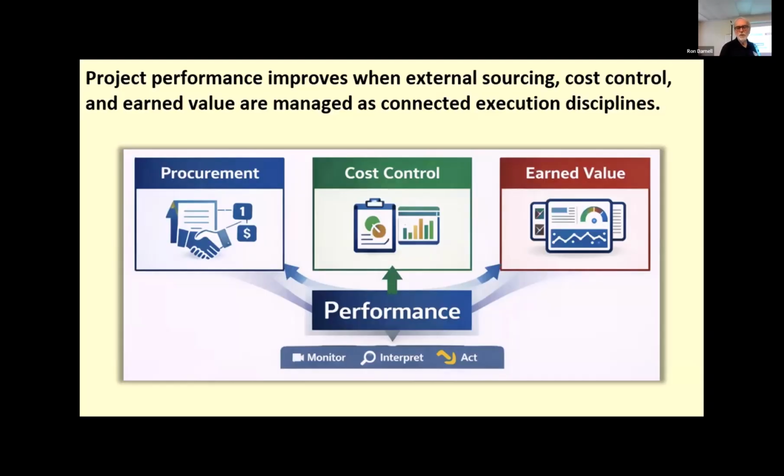Procurement, cost control, and earned value are not separate topics to memorize independently. They're connected execution disciplines that help project managers recognize problems earlier, interpret performance more accurately, and make better decisions to protect schedule, cost, quality, and stakeholder outcomes. Also, to defend resource requests, and all those sorts of things.